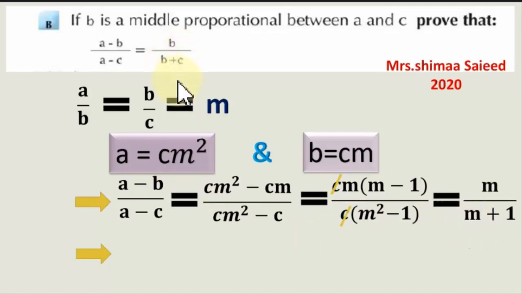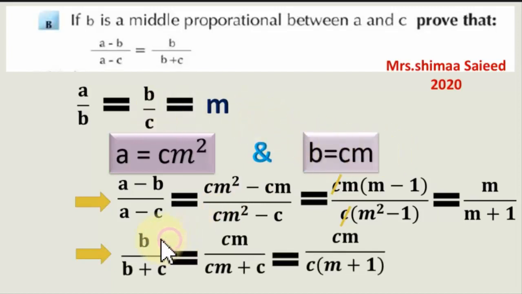What about B over (B plus C)? B equals Cm, so we can say Cm over (Cm plus C). We can take C as a common factor in the denominator and cancel C. So the result is m over (m plus 1), the same. So (A minus B) over (A minus C) equals B over (B plus C).